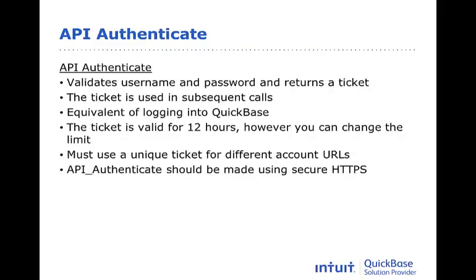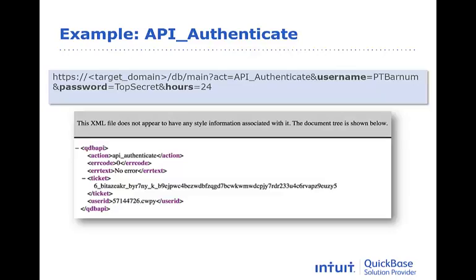Finally, you will need to make this call using secure HTTPS. Otherwise, login information can potentially be seen or used by anyone. Here's an example of the URL request for API Authenticate and the XML response. In addition to the ticket, a cookie is also returned with the name ticket. This is the only API call that returns a ticket cookie. As mentioned previously, you will use this ticket to make API calls going forward.